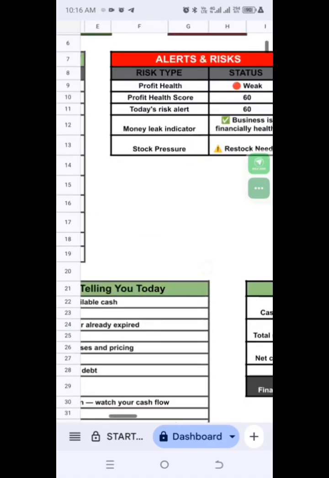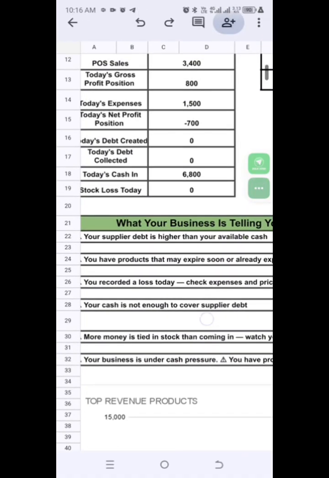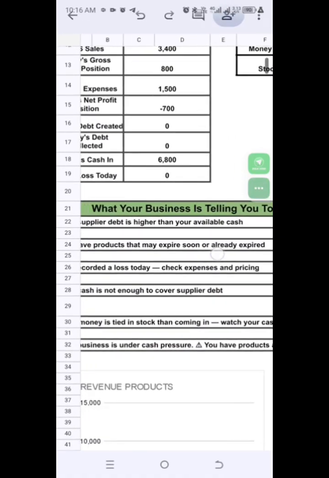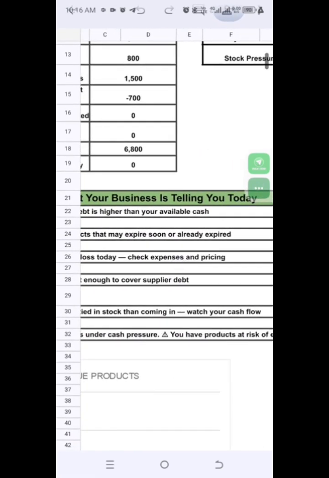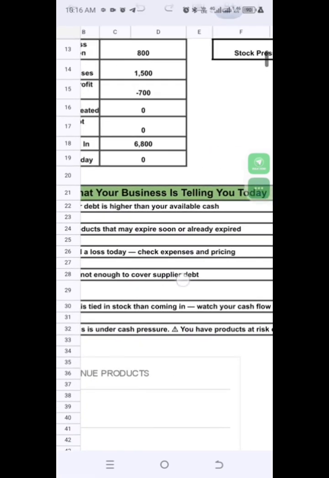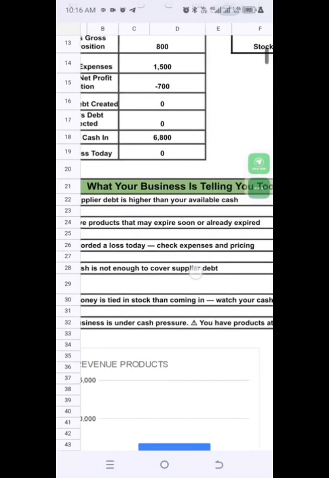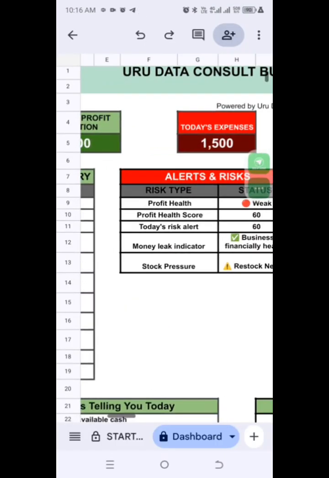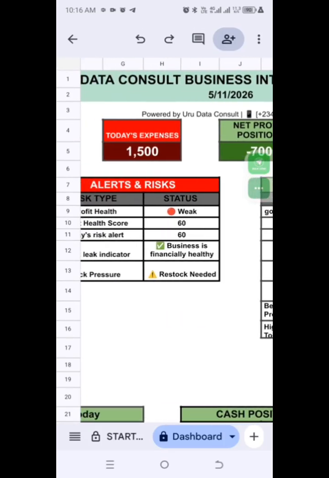So let's see what our business will be telling you now. Your supplier debt is higher than your available cash. That is what your business is telling you in today's session. You have products that may expire soon or already expired. You already saw that in our inventory. You recorded a loss today. That's our loss. Check expenses and prices. So you see, this is the loss, minus 700. And it says check expenses. It means that our expense is more than our profit.